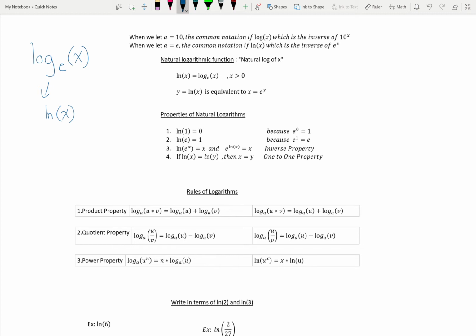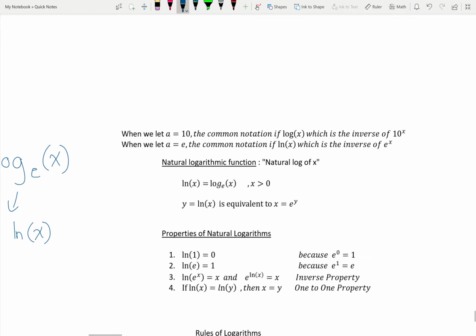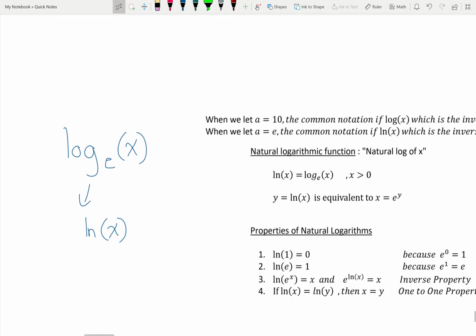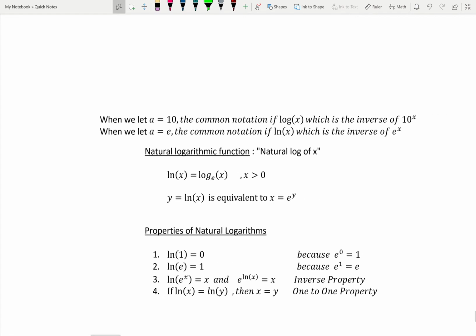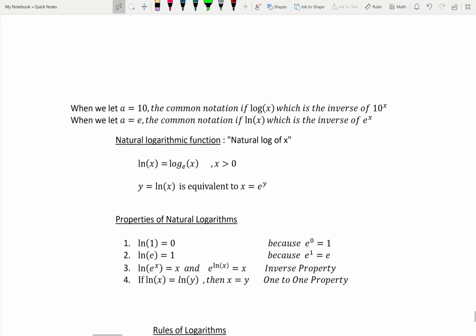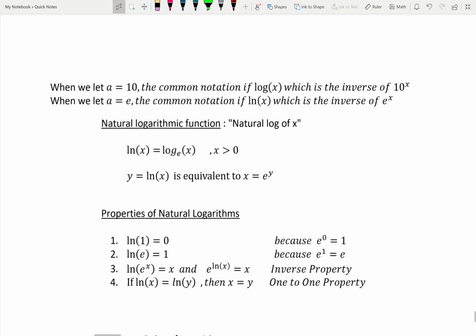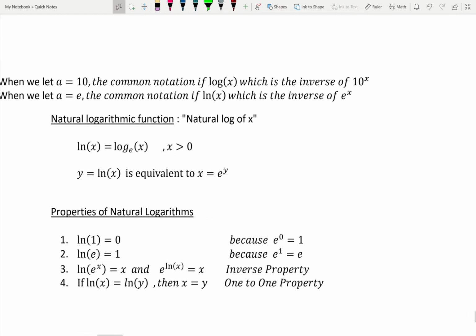So the natural log, let's zoom in so we don't get lost here. The natural log is just a regular log function with this unique base, but it follows the same properties as a normal log, right? So ln of 1 is 0 because e to the 0 is 1. ln of e is just 1 because e to the 1 is e.